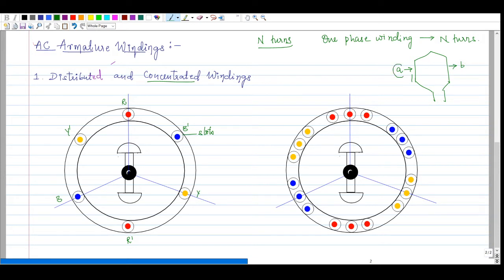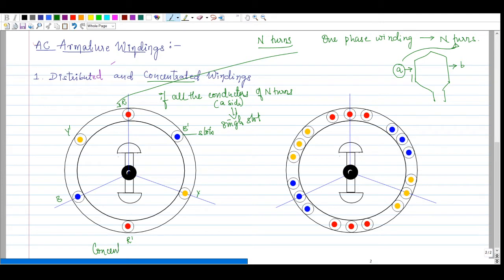Now if the A conductors of all the n turns are placed in one single slot, such type of connection we call a concentrated winding. If all the conductors of the A side of n turns are placed in a single slot, such type of connection we call concentrated winding.